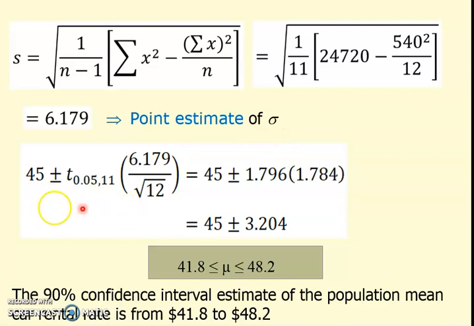So replace in the confidence interval formula. So this is 45, the sample statistic, plus minus the critical value, 1.796, times the standard error, which is s divided by square root of n, which is 1.784. So you have 45 plus minus 3.204. So you have 41.8 and 48.2. So this means that we are 95% confident that the true population parameter, which is the population mean car rental rate, is from 41.8 to 48.2.